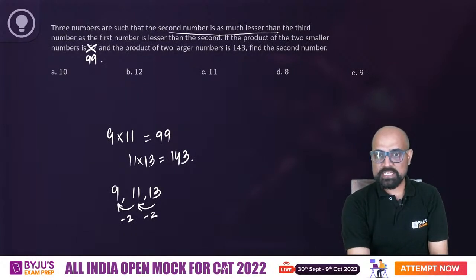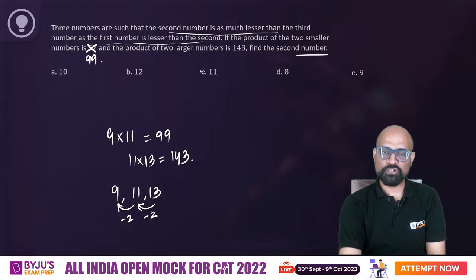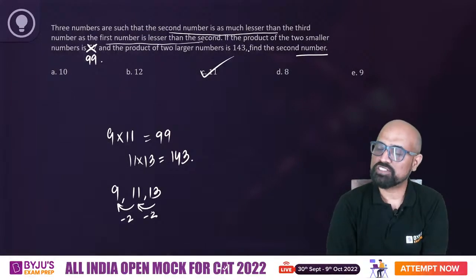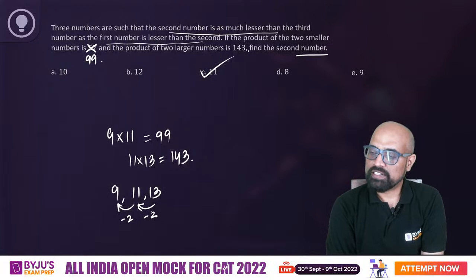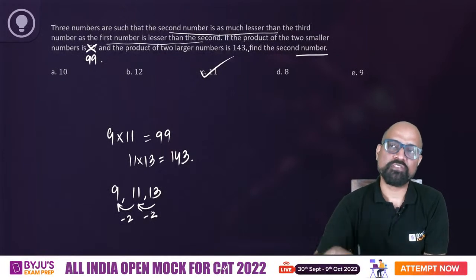Second number is as much less than the third as the first number is less than the second. So they are in AP, right? So we'll have to change 57 to 99 so that it will make sense. So the product of the two larger numbers is 143. This is perfectly fine. Find the second number. The second number will turn out to be 11. Okay, if there is no problem in that, because if we take fractions, then middle value, no, it's not possible. Still, it won't be possible because we'll have different denominators.